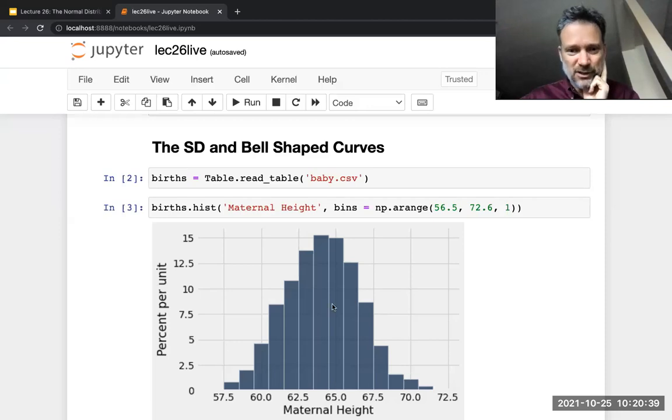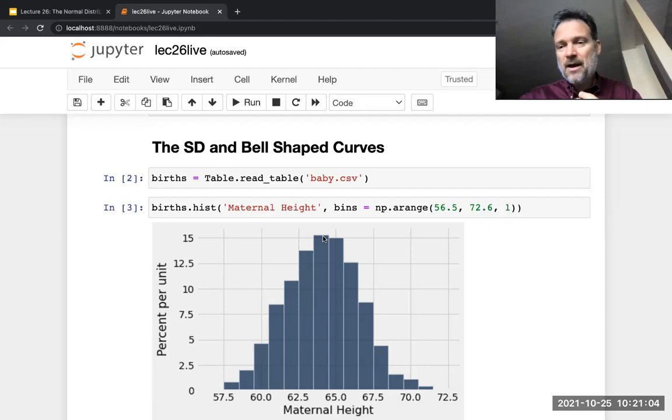64 looks pretty good to me. It's right around the peak of this histogram, which is somewhere, if you can see my cursor, somewhere around here. And if we go down to the x-axis, that looks like it's around here, two-thirds of the way from 62 to 65. That looks like about 64.